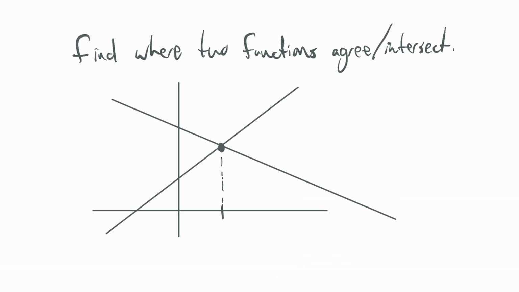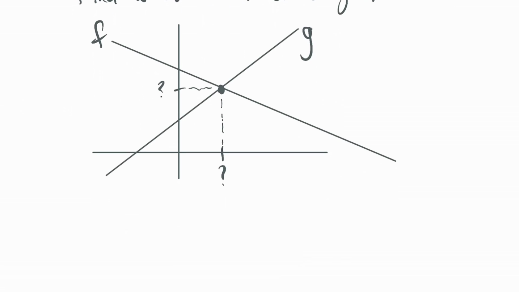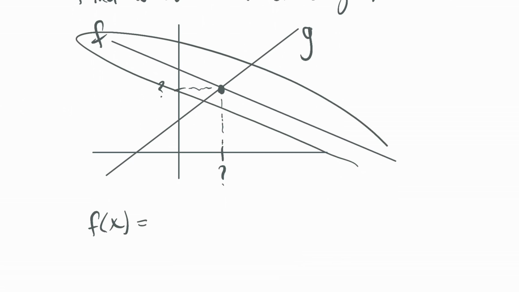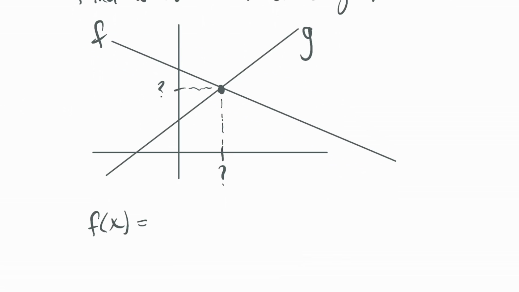I could ask, what is this x coordinate where they agree? And what is the y coordinate where they agree? So let's say this is f of x and this is g of x. Where does that occur? There are different ways to approach this. One way, let's just do an example: f of x equals, say, this is sloped downward, so I'll use a negative slope, 8 minus 1/2 x.